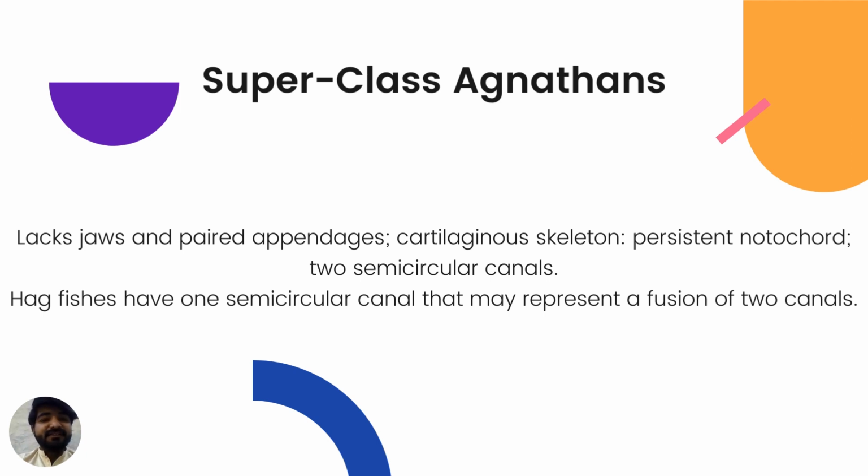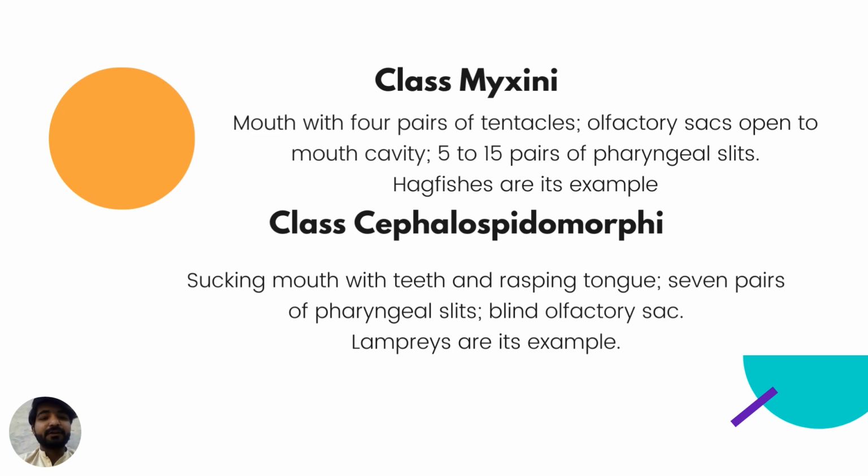In superclass Agnathans, they do not have jaws and they do not have paired appendages. They are cartilaginous, meaning their skeleton is made up of cartilage. They have a persistent notochord with two semicircular canals. These canals wrap around their body and run throughout their skeleton. Next, hagfishes are an example of the superclass Agnathans. They have one semicircular canal, meaning the two semicircular canals are fused into a single semicircular canal in hagfishes, which are a part of the superclass Agnathans.